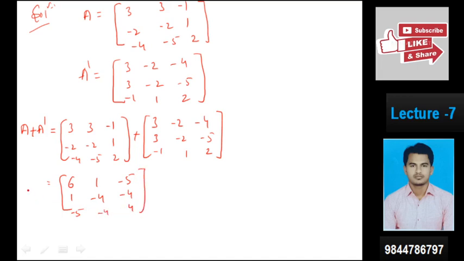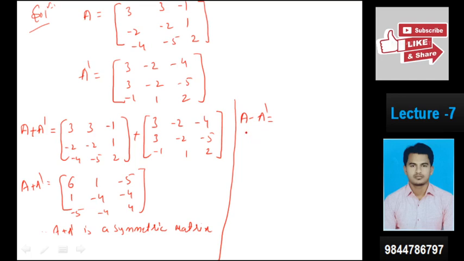We know that. Is it symmetric or not? Yes, it is symmetric. See here. Therefore A plus A dash is a symmetric matrix. Later, find A minus A dash. So what is our A? 3 3 minus 1, minus 2 minus 2 1, minus 4 minus 5 2.